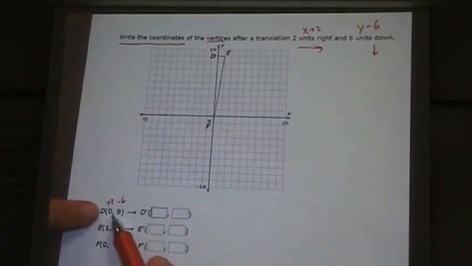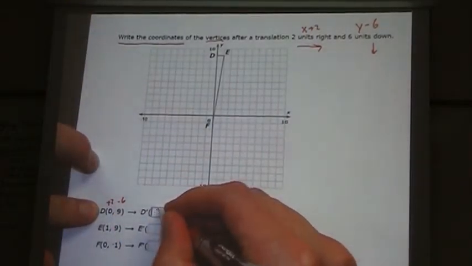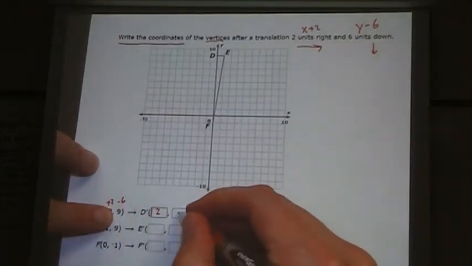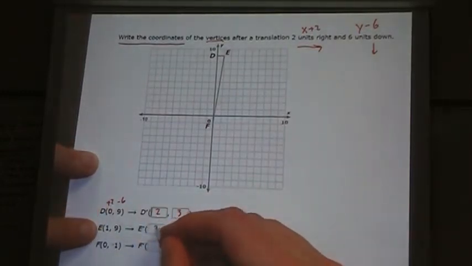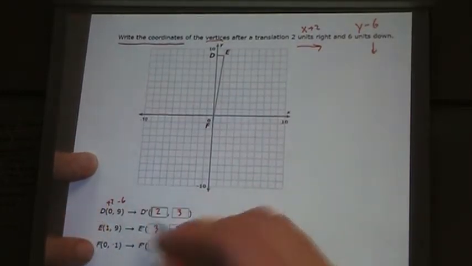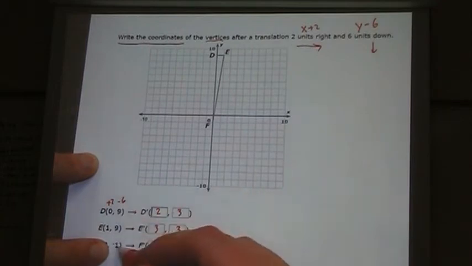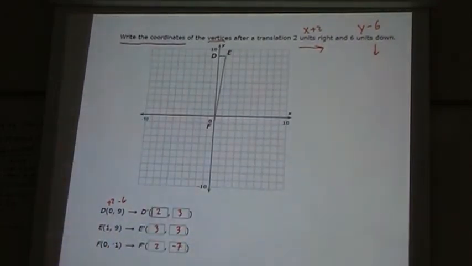So D, 0 plus 2, the new point would be 0 plus 2, that's 2. And then we have 9 minus 6. 9 minus 6 would be 3. And I'm going to do that to every coordinate. And -1 minus 6 would be -7. Okay. This particular problem, they don't want you to graph it. They just want you to use the coordinates. So we're just going to play with the coordinates.